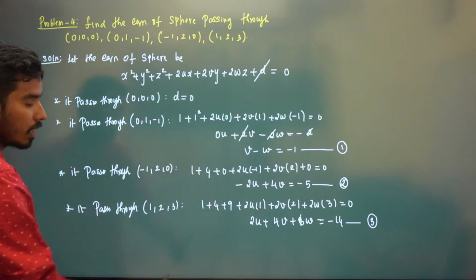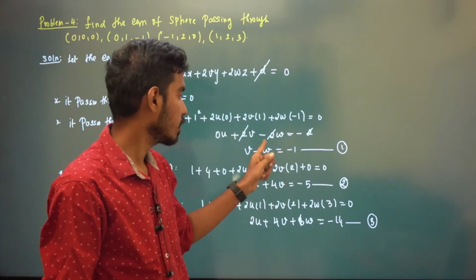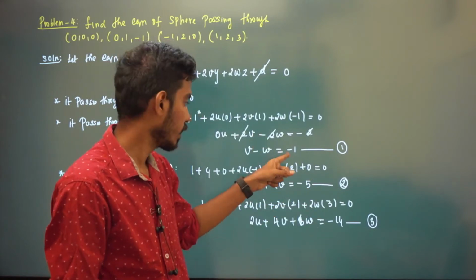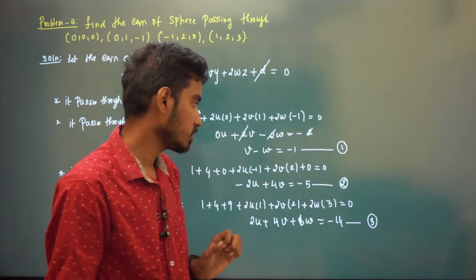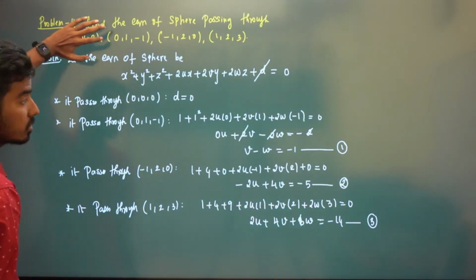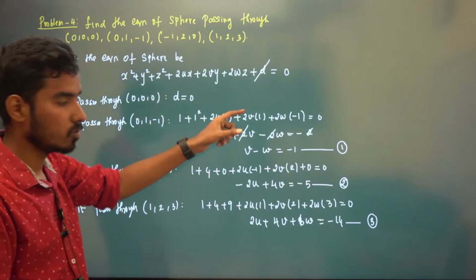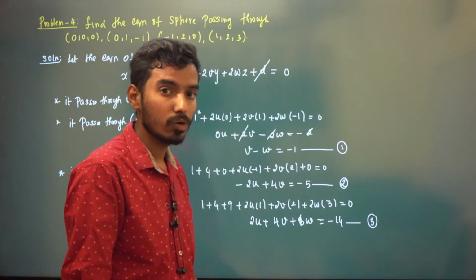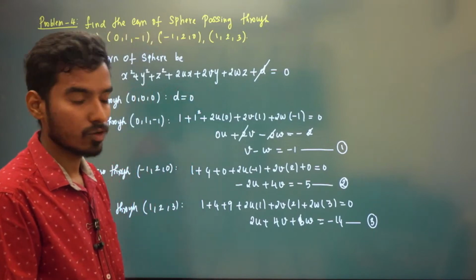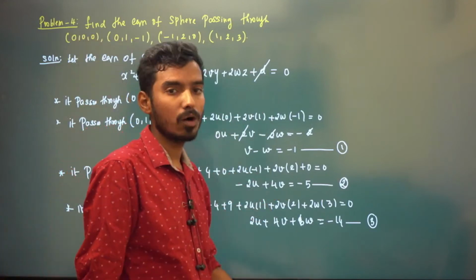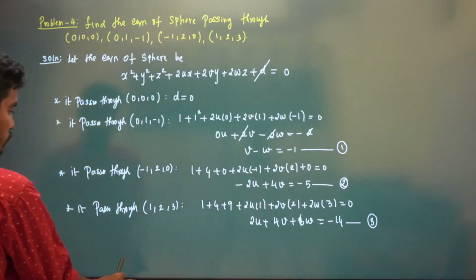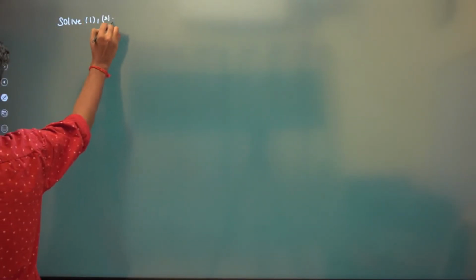This is a non-homogeneous equation. Why non-homogeneous? Because the output is a non-zero vector: -1, -5, -14. So this is a non-homogeneous equation Ax = b, and we need to solve Ax = b. See, if one of the points is not the origin, d will not be 0. In that case, you will have four unknowns, u, v, w, d, and four equations. Again, Gaussian elimination method only. Now solve 1, 2, and 3.